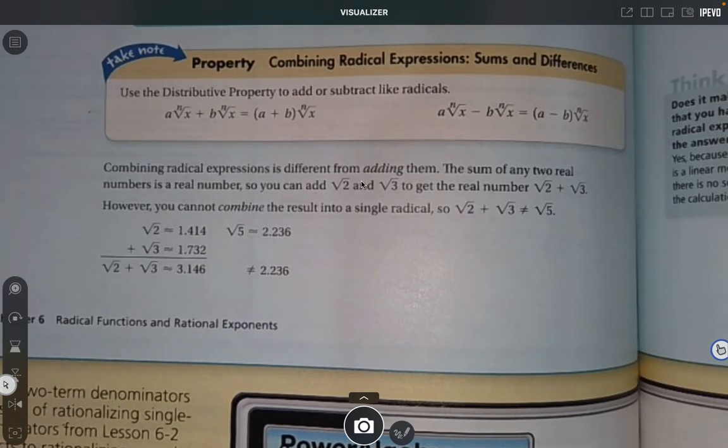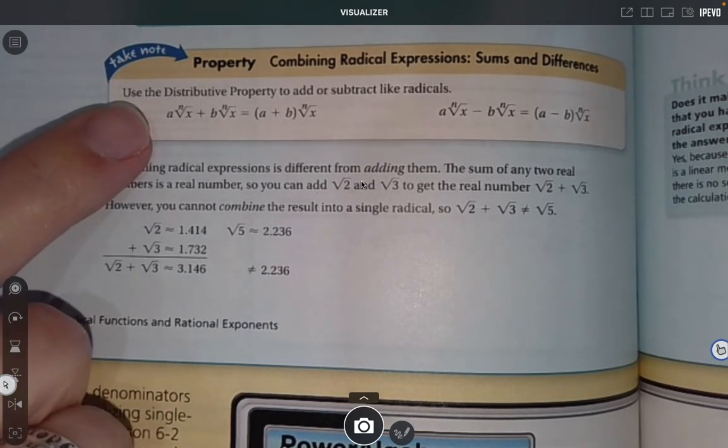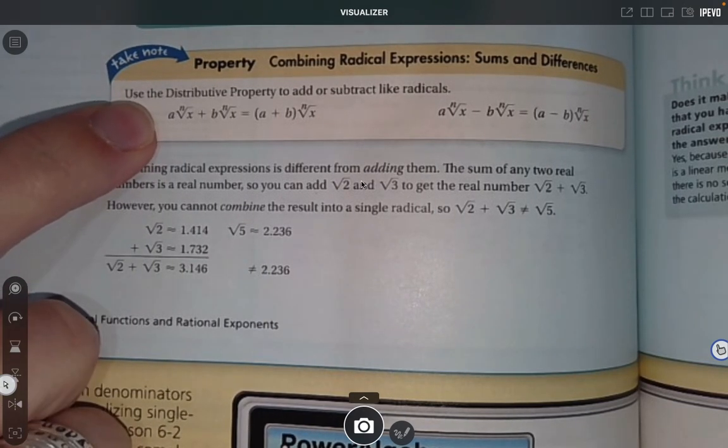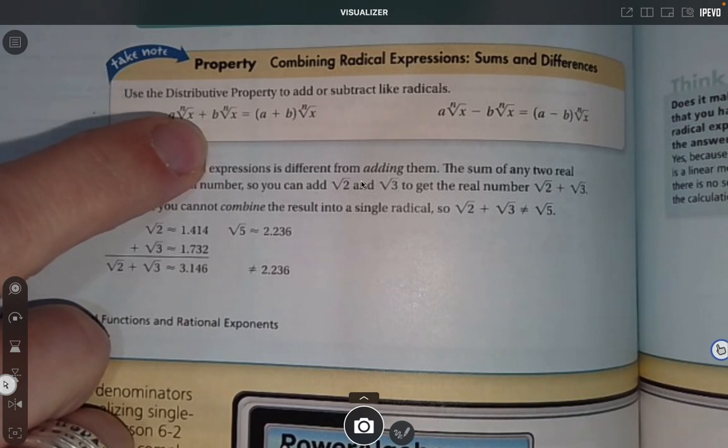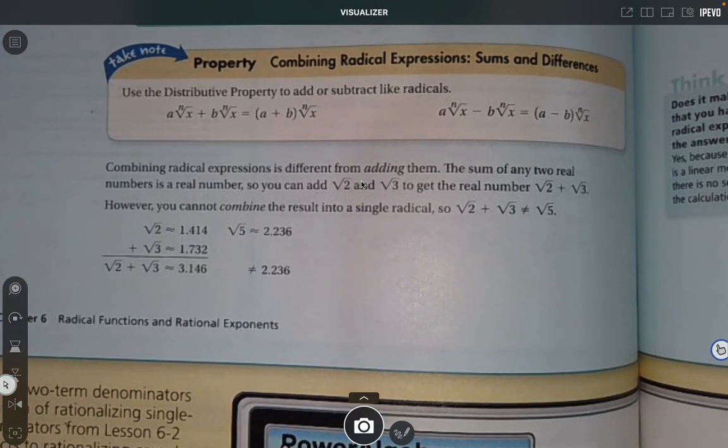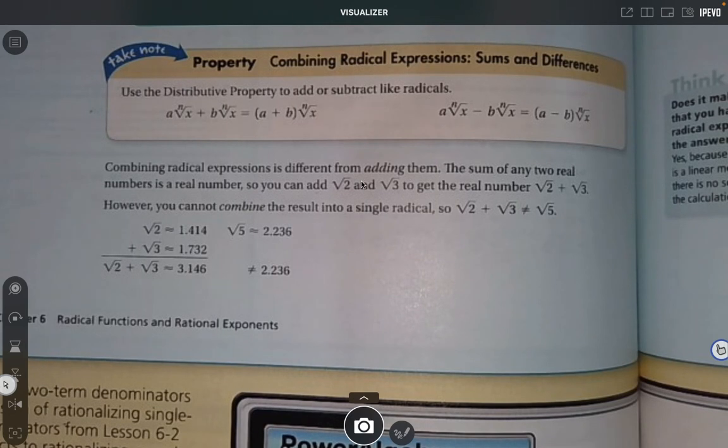Everybody's got that? So the number that's on the outside is what you add or subtract. Whatever's underneath the root stays that, okay? So it's like if I have 2 square roots of x and I add another square root of x, how many do I have? 3 square root of x. Does that make sense? So we're not multiplying because we did that first.